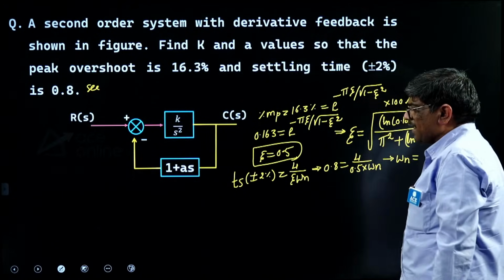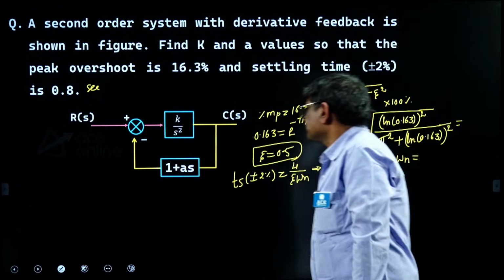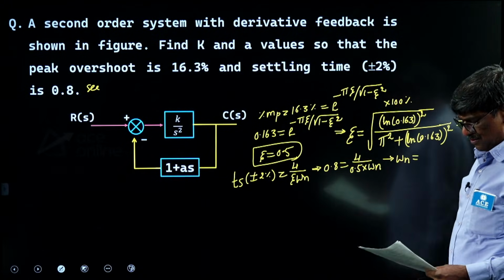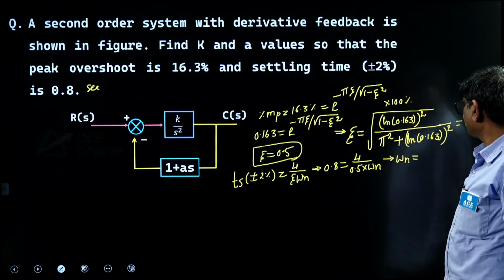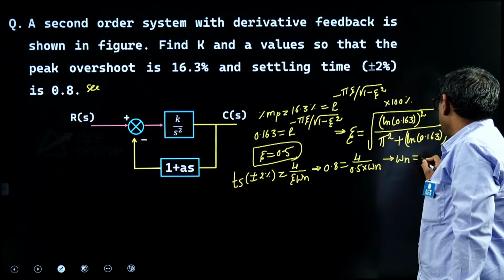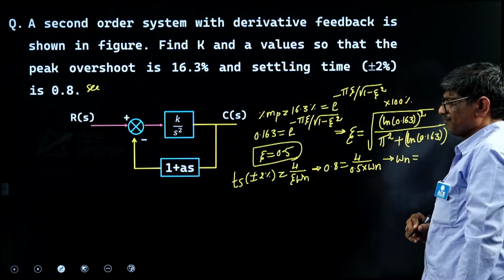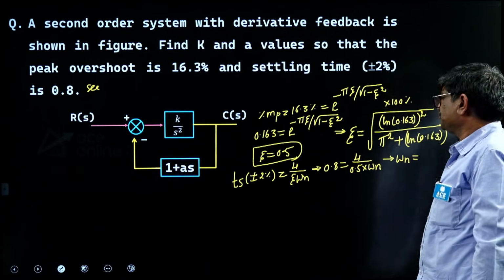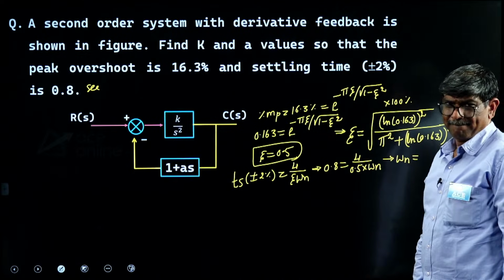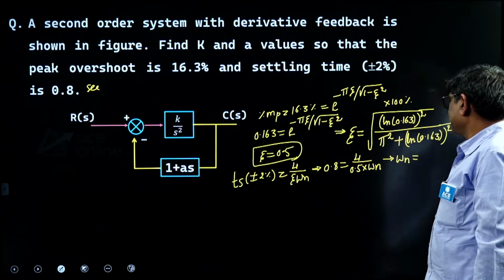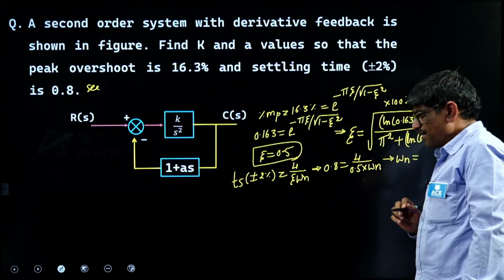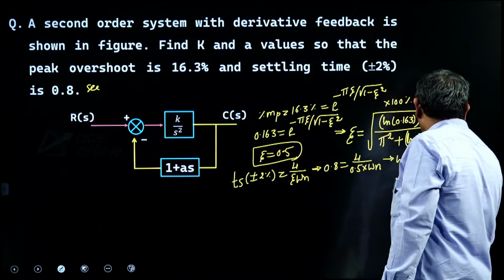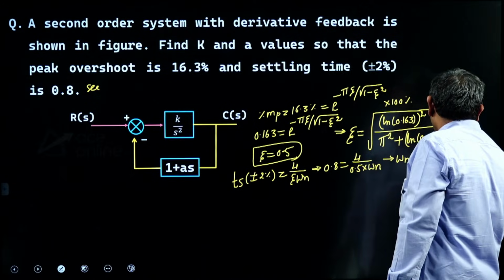How much are you getting? And tell the values of K and A. Omega n equal to how much? 10, very good. Omega n equal to 10, 10 radians per second.